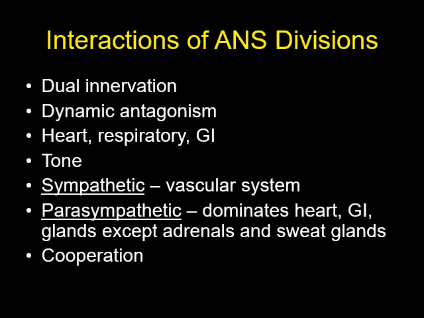The two branches, the sympathetic and parasympathetic branches of the autonomic nervous system, definitely interact with one another in a dual innervation, dynamic antagonistic way. This includes dynamic antagonism of heart rate, the respiratory rate, and the GI tract motility. Sympathetic tone reigns supreme in the vascular system, where we want there to always be a somewhat constricted level to the blood vessels, whereas parasympathetic tone dominates the heart, the gastrointestinal tract, and glands, except for the adrenal and sweat glands.